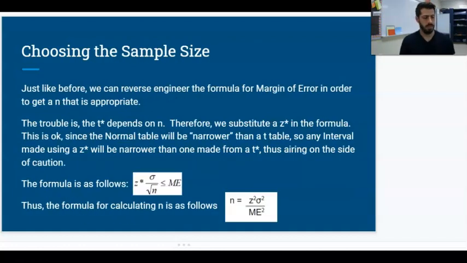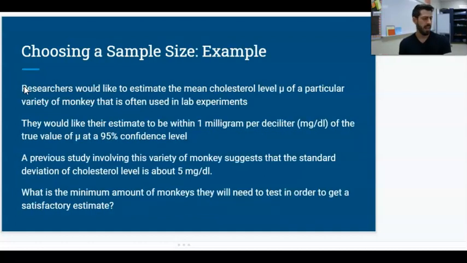Therefore, the formula for calculating n, or the smallest necessary n, will be n equals z squared times sigma squared over the margin of error squared. I'll run through several examples of how to calculate that in class, but I'm not going to right now. And that is everything there is to know about calculating confidence intervals for means. I hope this was helpful.